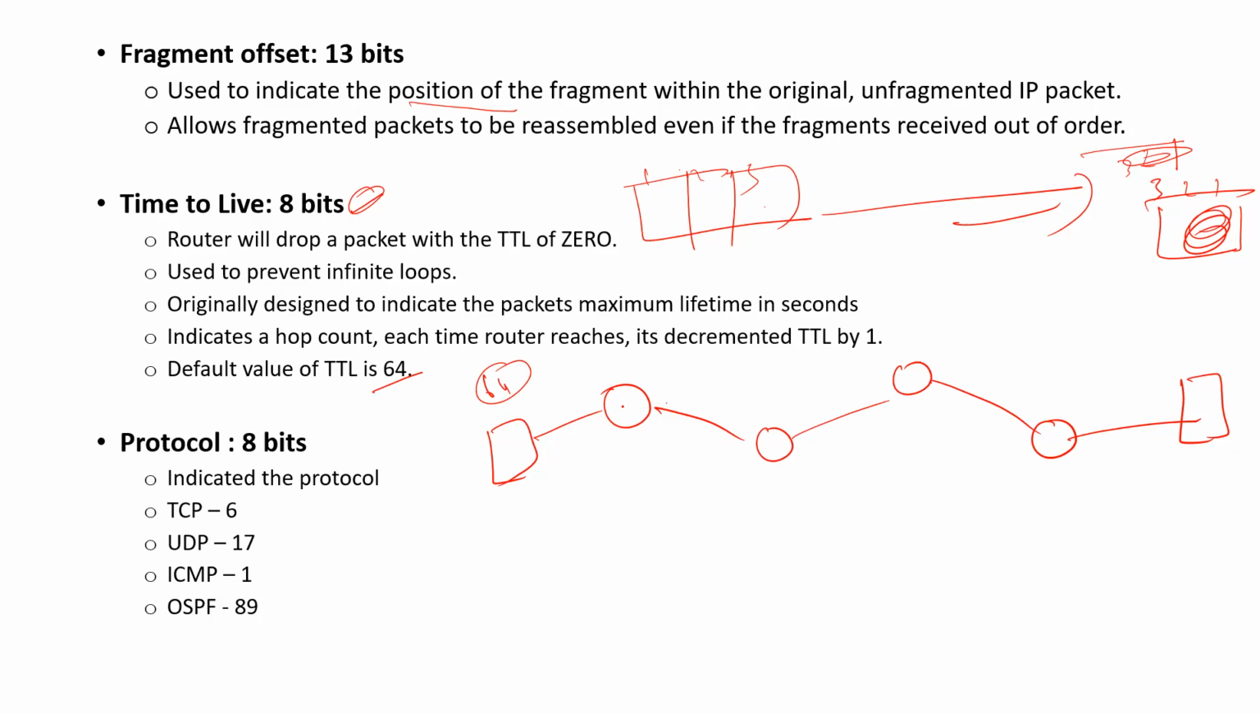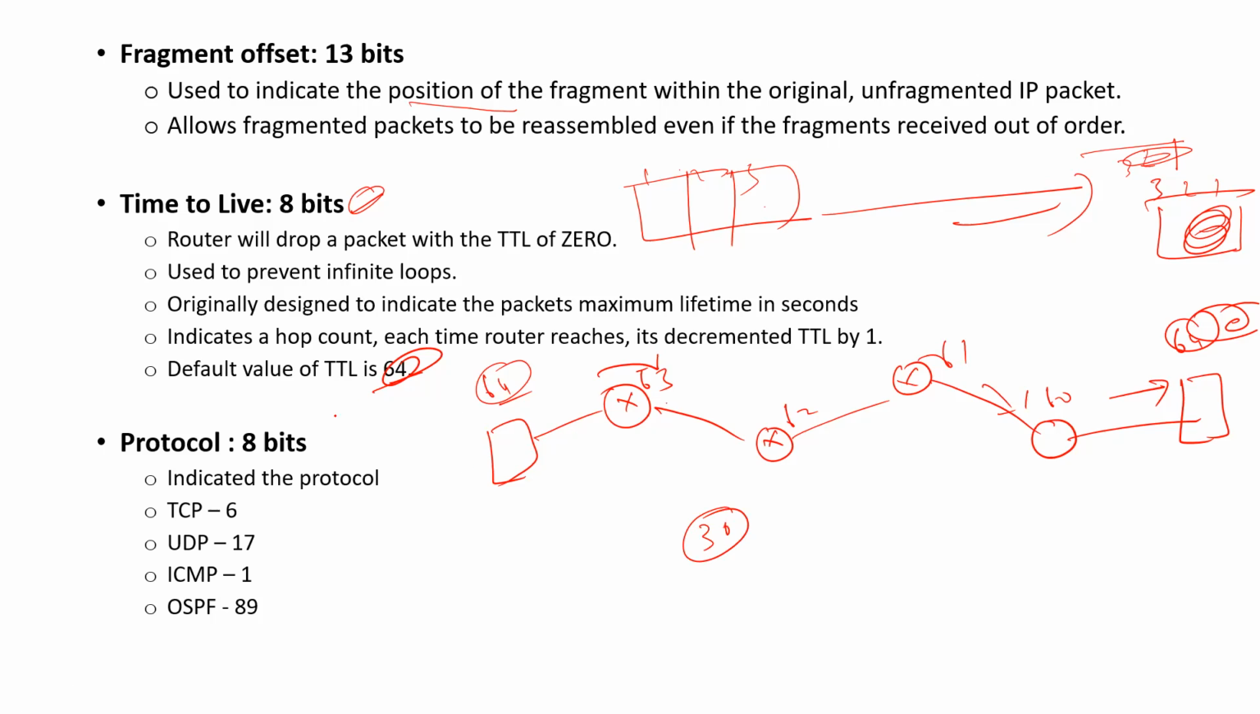Once it reaches this router, 63, this TTL value will be decreased by one. Next if it has reached, 62, next 61, next 60, like that. Up to 64 hops will be able to be configured in general. By default it is available, but mostly you can see only 30 hops between the source and destination. So that is called the TTL value.